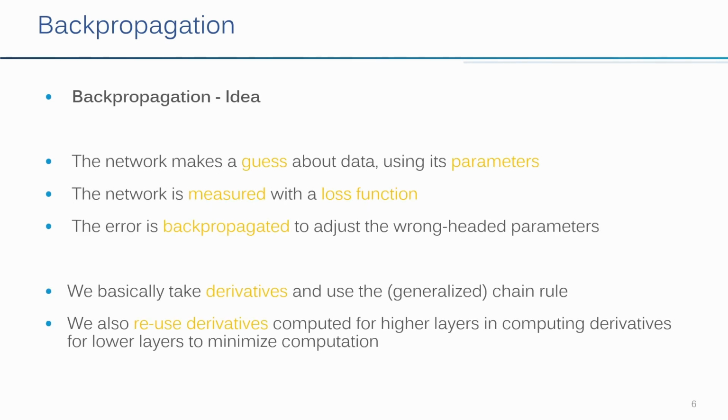So what is the main idea of backpropagation? The network makes a guess about the data using whatever parameters that we had, which are the word vectors or pre-trained word embeddings, biases, and arbitrary weights that were initialized with whatever random distribution or uniform distribution or symmetric, it depends. And then we're going to measure that with our loss function, and then the error is backpropagated to adjust whatever wrong-headed parameters that we had.